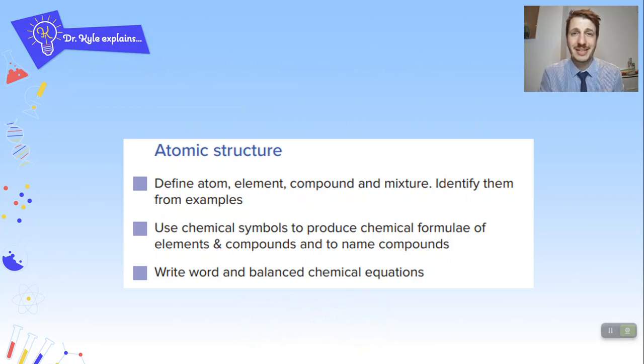Okay, so looking at our tick list, which you're able to download from the link below in my description, you can see what we've gone through today. So we have defined an atom, element, compound, and a mixture, and we've been able to identify them from examples. We've used chemical symbols to produce chemical formulae of elements and compounds, and to name a few compounds. And we've also briefly looked at writing word and balanced symbol equations.